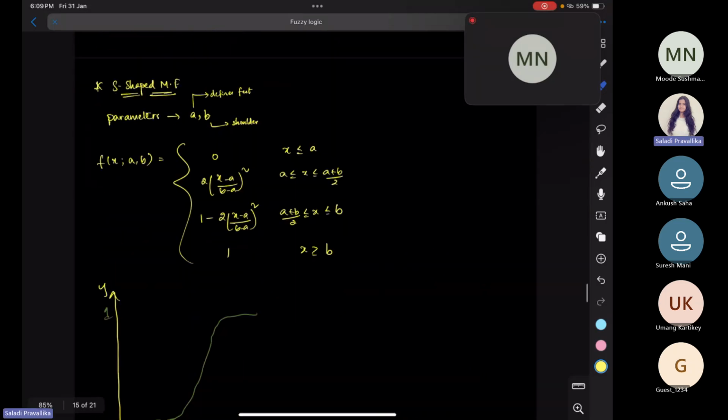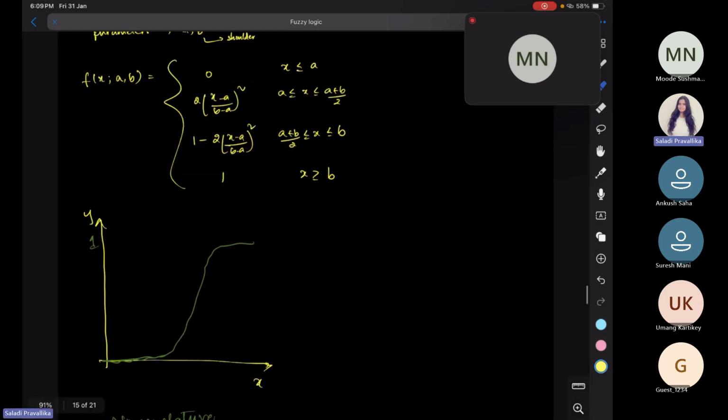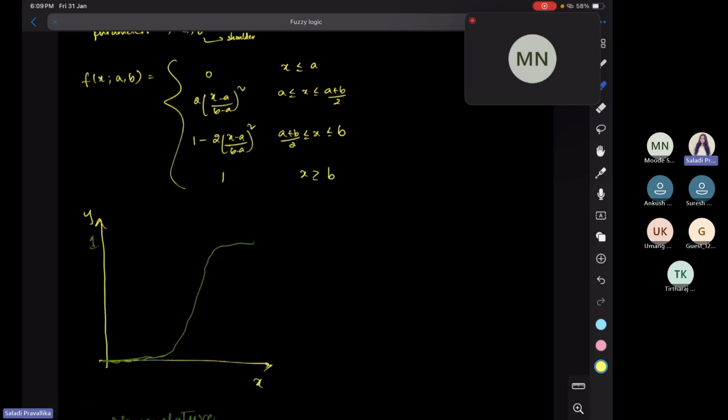And the last membership function that we are going to discuss is the S-shaped membership function. In this also we have two parameters, A and B, where A defines the feet and B defines the shoulder. So what you can do is draw an S-shaped function in the graph and then try to figure out the values, right? So when x is less than or equal to A, this A is here, then it is equal to 0. And when x is greater than B, it is going to be 1. Okay, so here is 1.